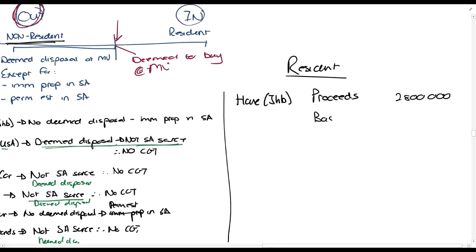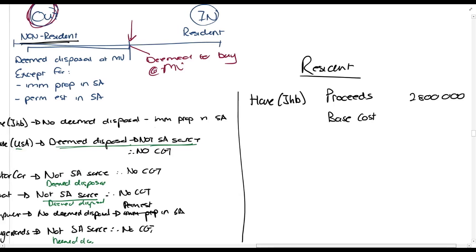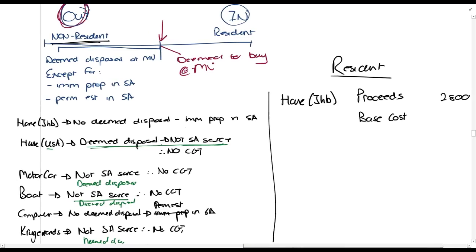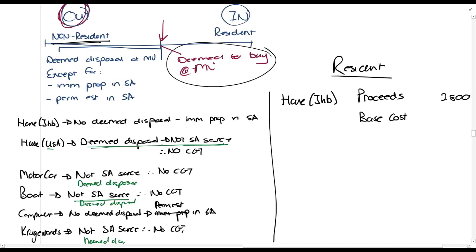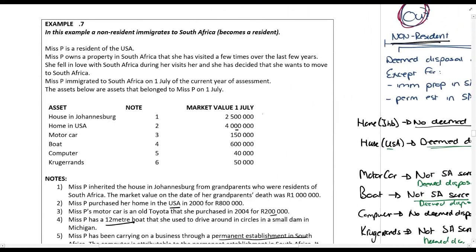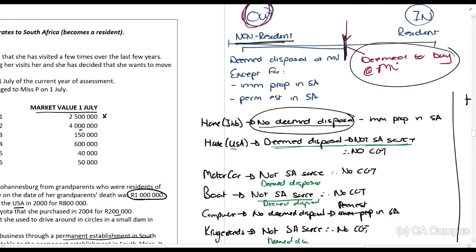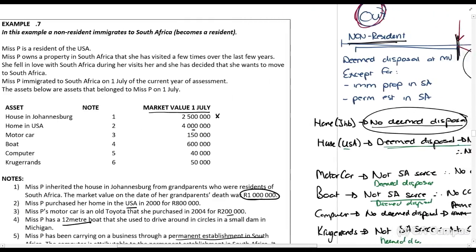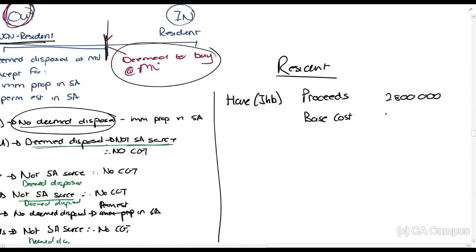Okay, so now the base cost, and this is now interesting. The base cost, what is the base cost? We have to ask yourself, did she buy this at market value when she became a resident? For the house in Johannesburg, no, because it was already in South Africa. So I want you to see, this is the value, the market value when she immigrated, and the market value when she inherited this was R1,000,000. This R1,000,000 is the base cost. Why? Because she was not treated as if she sold it on immigration. Make sure you'll see in a second to compare it to the house in the USA. So the base cost is R1,000,000.